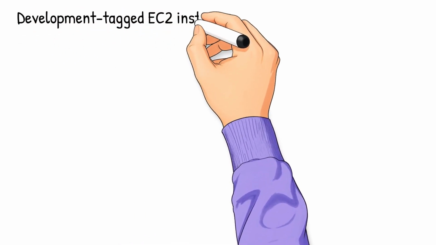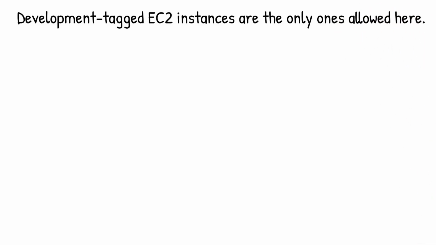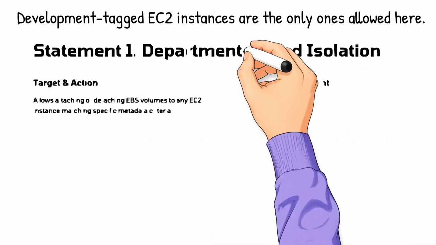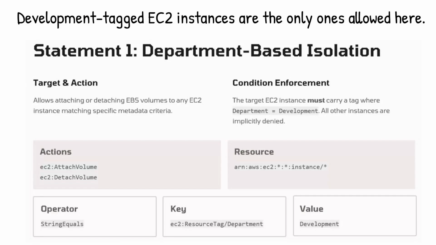Let's examine the first statement in detail. Notice the resource pattern. It targets EC2 instances globally, arn:aws:ec2:*:*:instance/*. On its own, this would be dangerously permissive. But look at the condition block. It uses a string equals operator, checking for the tag key department with the value development. What does this mean practically? A user governed by this policy cannot touch production, staging, or QA instances. They can only attach or detach volumes to instances explicitly tagged as belonging to the development department.